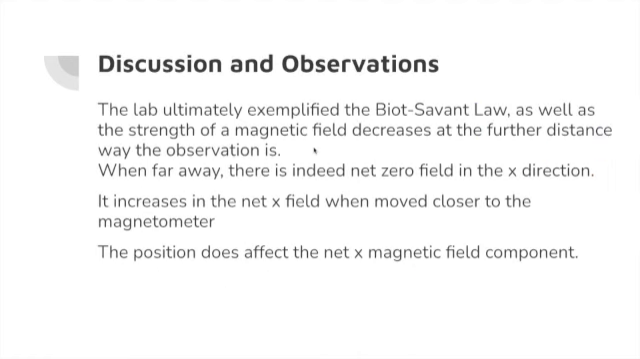Discussion and required observations. The lab ultimately exemplified the Biot-Savart law, as well as the strength of a magnetic field decreasing at a further distance away the observation is. When far away, there's indeed net zero field in the x direction, and the net x field increases when moved closer to the magnetometer, so the position does affect the net x magnetic field component.